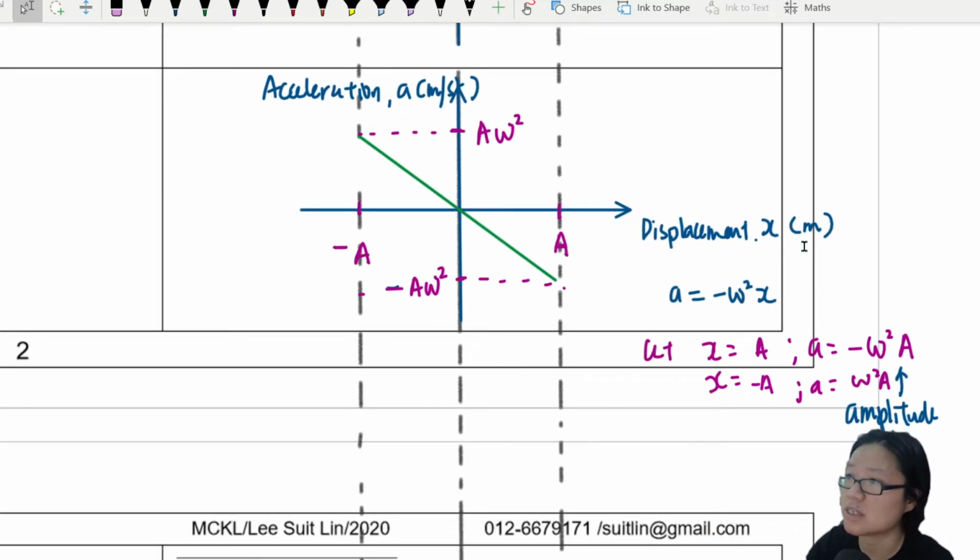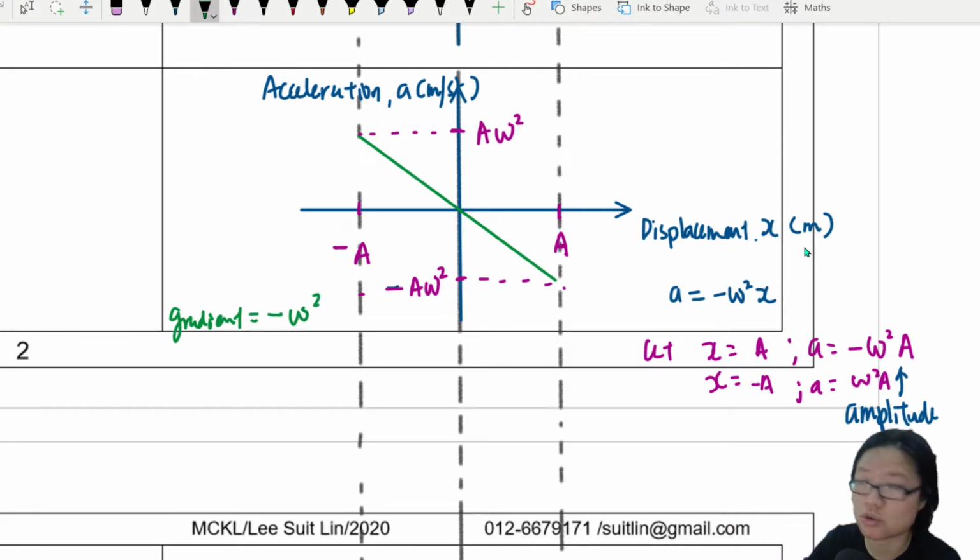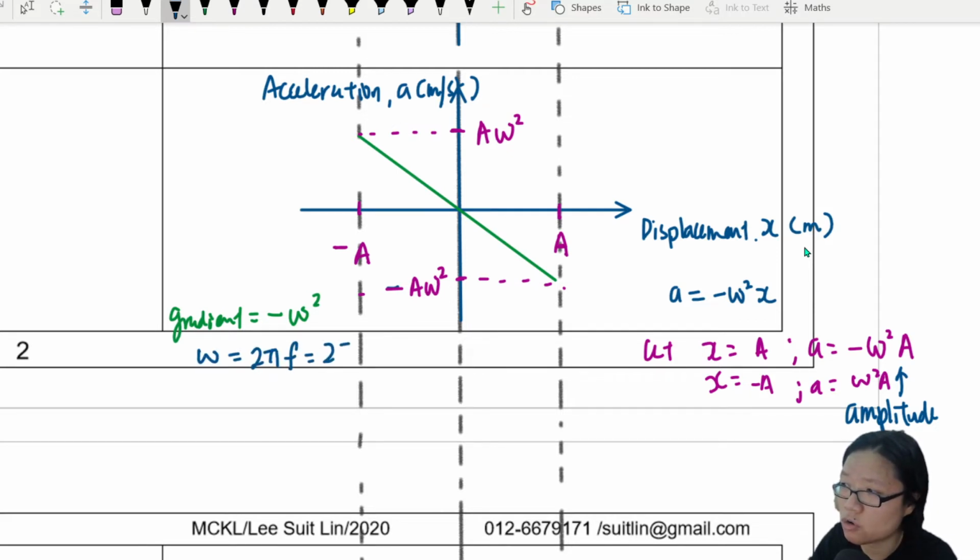And of course, if let's say you are asked to find the gradient of the graph, the gradient of this graph is equal to negative omega square. So sometimes they will give you a straight line and they'll ask you to find stuff like, oh, what's the frequency or what is the period? Well, gradient is negative omega square and omega is 2 pi f or 2 pi over T. Pretty straightforward. This is not a new graph. Part 2. We have acceleration against displacement.